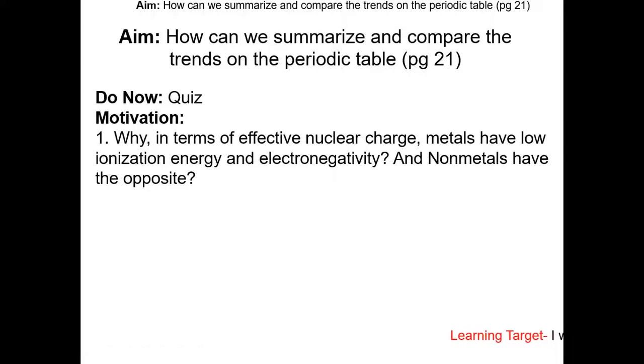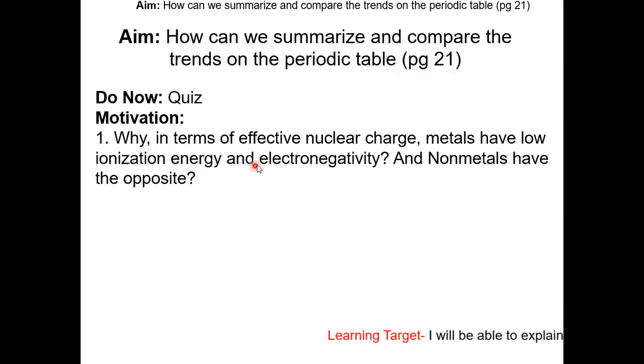This is my fifth and final video lesson for the unit periodic table. In this video, we will be determining the trend for electron affinity and summarizing and comparing all the trends on the periodic table. So go to page 21 in the class packet.